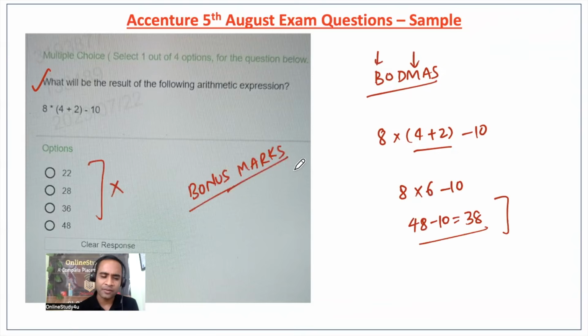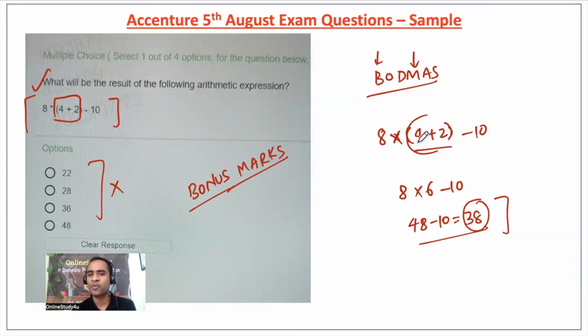And many of the students were thinking in the exam that they are doing some mistake. It is very clear, friends. First, you have to solve this. See, there is no other way you can solve this question. Even if you make a mistake, you will be getting the answer as 38. What else can you do? See, 8 into 4 you cannot do, right? Because this is inside the bracket. So definitely you have to solve this first. So 8 into 6, 48 minus 10 is equal to 38.